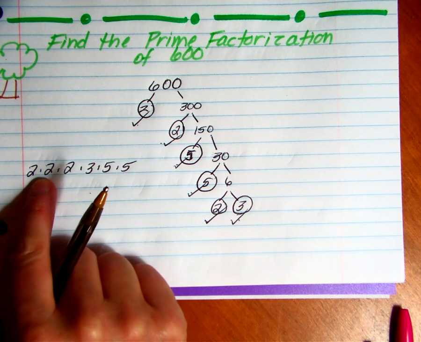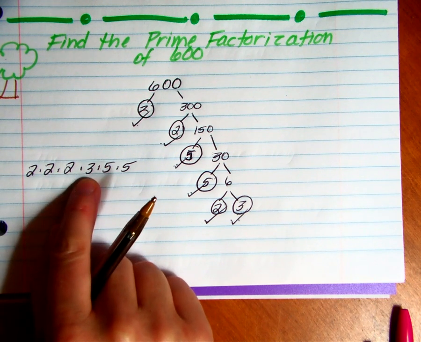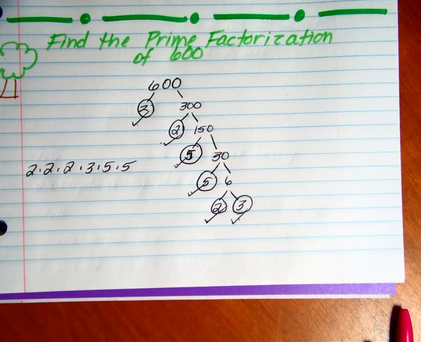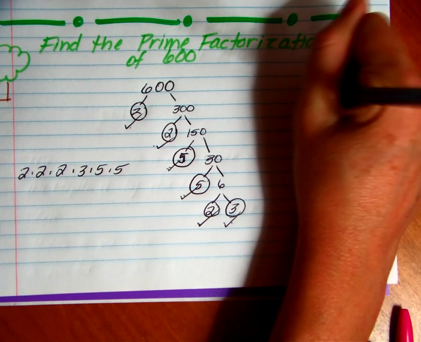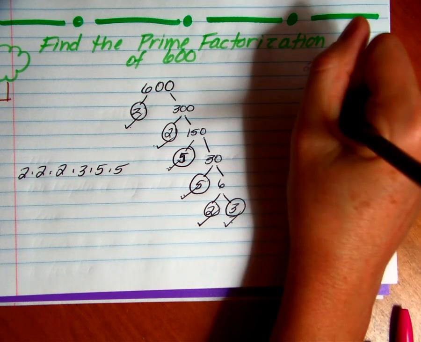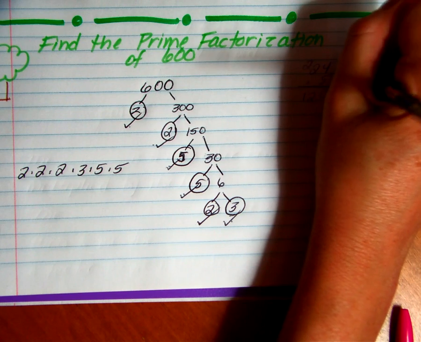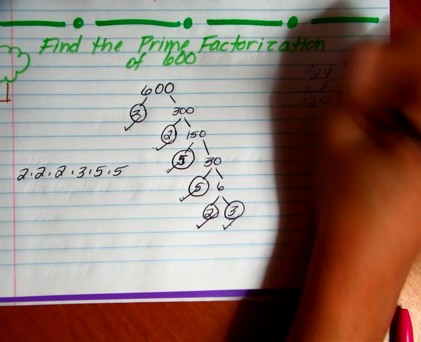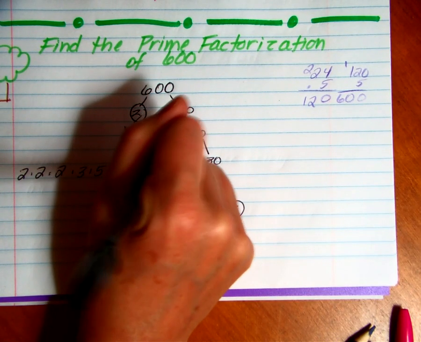Let's test it. 2 times 2 is 4. 4 times 2 is 8. 8 times 3 is 24. What's 24 times 5? Let me go over here and do a little scratch work. 24 times 5 is 120. And it says, times it by 5 again. 120 times 5. Oh, 600. So if I multiply all these back together, I get 600.